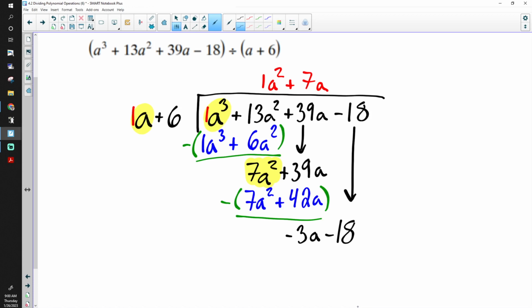Last but not least, the last thing I have to eliminate is I need to eliminate negative 3a. What can I multiply 1a by to make it negative 3a? Negative 3. Negative 3 times 1 is negative 3. 1a already has an a, so I don't need to put any extra a's up top, but I can always just look below and be like, oh, this is my constant, so no a on the top.